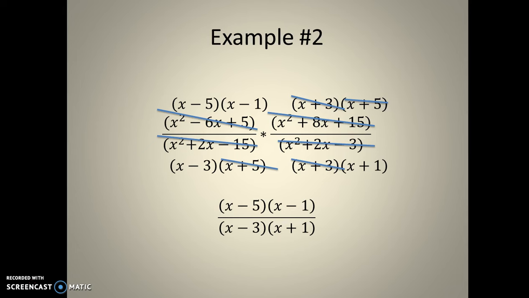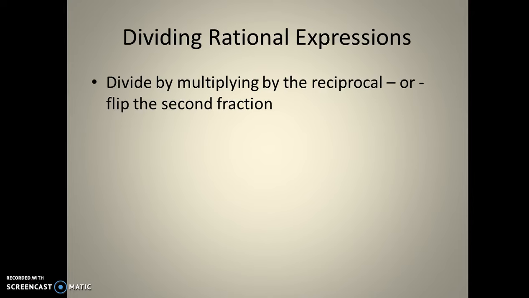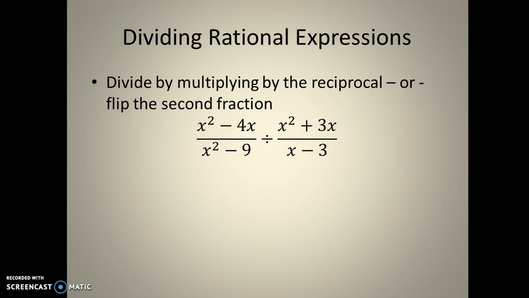Great, now we will move on to a couple of examples of dividing. The thing you have to remember about dividing is that when you divide, you really are just multiplying by the reciprocal. Now if you can't remember what reciprocal means, what you're going to do is just flip that second fraction, and instead of dividing, you're going to now multiply.